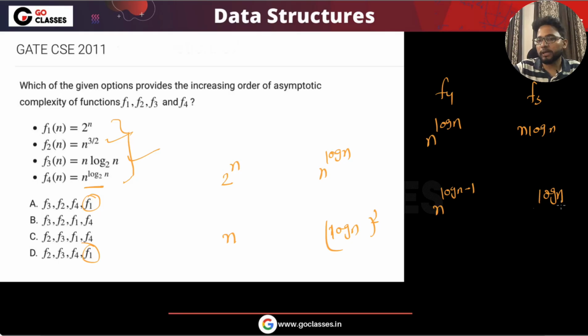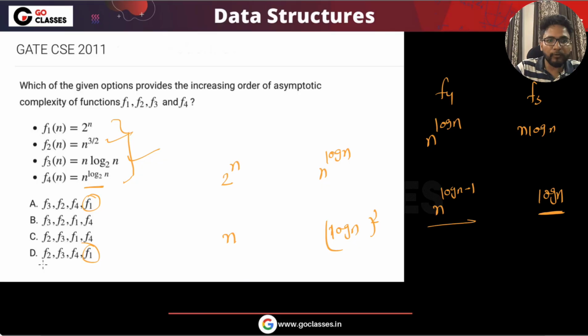So what do you think? This is just log n, and this is n power some function. Even n power some constant is greater. So n power some function, which is an increasing function, right, is obviously greater. So f4 is greater than f3, right? So f1 is the greatest, and f4 is greater than f3.